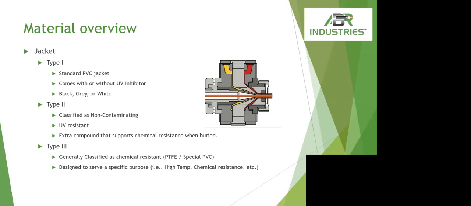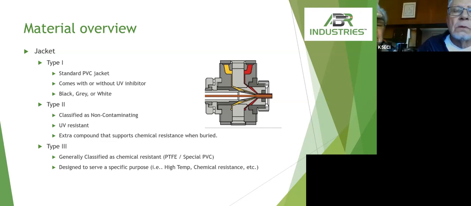So there are generally three types of jackets that are classified that a lot of people use. One is a type 1. It's a standard PVC jacket, but here's the caveat. Sometimes it comes with or without the UV inhibitor. So the sun is brutal on most coaxes, and without it the jacket will start to crack and flake. The difficult thing is with a type 1 jacket, it's black, gray, or white, and it's going to be very difficult to distinguish unless somebody shows you what that looks like.